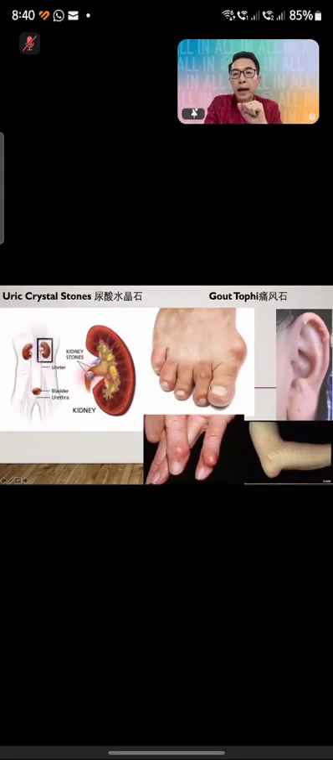This is what happens when your gout becomes very advanced. You see these lumps? This is how it looks. This one cannot reverse already. It's there. And some people have all these crystals in the ear. I'm pretty sure some of you are touching your ears right now, trying to feel for stones. So this is a very advanced gout situation.